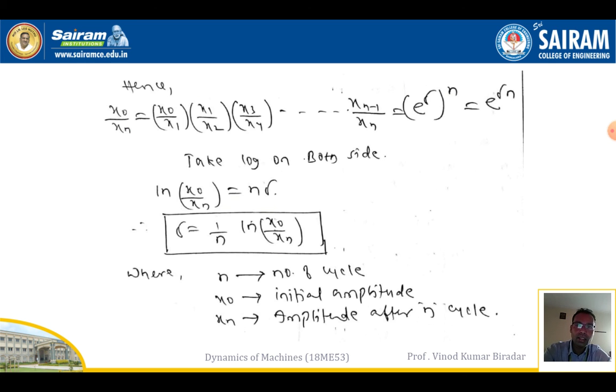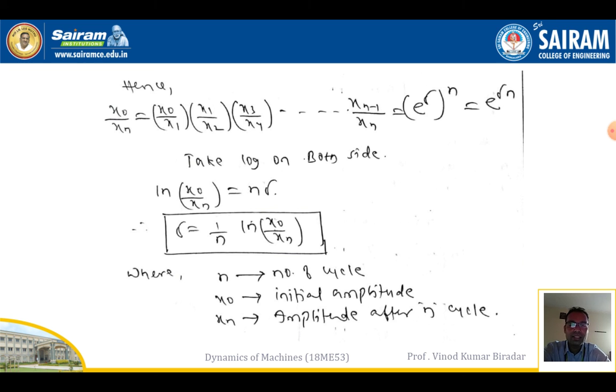Again, x0 by xn is equal to x0 by x1 times x1 by x2 times x2 by x3 up to xn minus 1 by xn, which is equal to e to the power of delta, n times. That is equal to e to the power of n delta. So here again take the log on both sides: ln of x0 by xn is equal to n into delta. Therefore delta is equal to 1 by n ln of x0 by xn. So this is an expression for the logarithmic decrement in terms of the number of cycles and the initial amplitude.